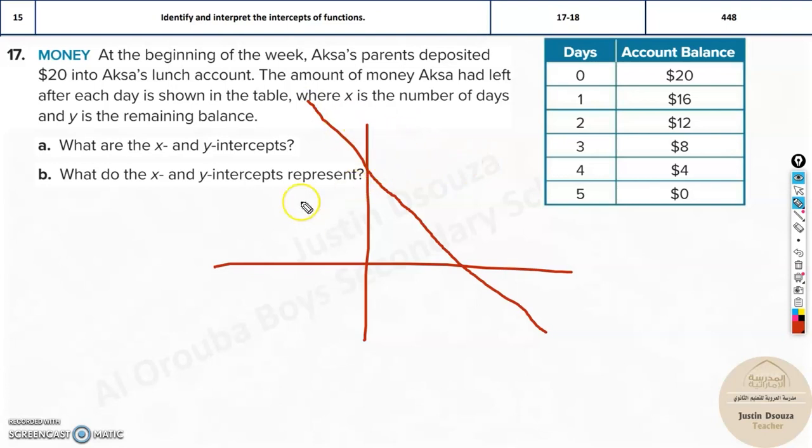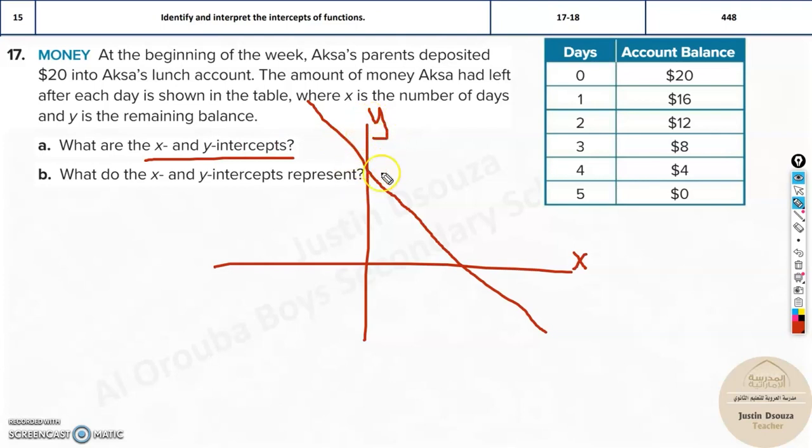What can you understand from here? X, Y. Take a minute and think: what is the X-intercept and the Y-intercept? I hope you have thought about it. You can pause the video and think. These two values have to do something with the X and the Y. But what exactly does it have to do?